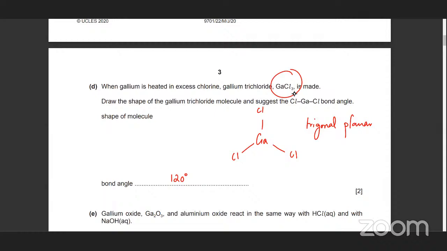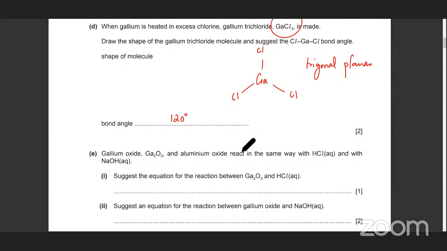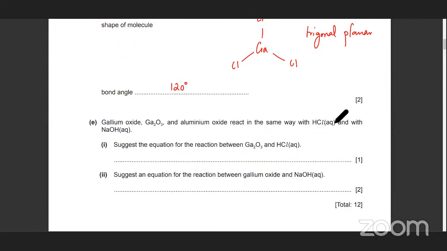Okay, then next is that gallium oxide and aluminum oxide react in the same way with HCl and with NaOH. So he's asking for the gallium oxide equation. Basically he's asking for the equations for aluminum oxide, which you have already studied in inorganic chemistry. So think of gallium oxide as aluminum oxide.